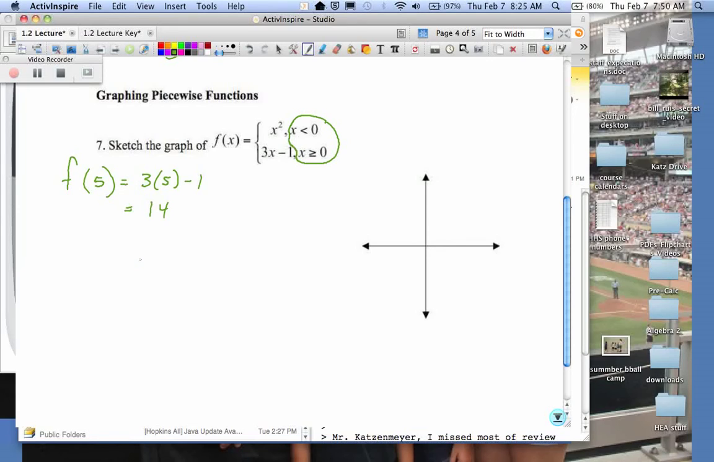I do get some students, remember, that will plug 5 into both of them. But what is this? It's a piecewise function. So you should only get one output. For every input, we should only get one output.